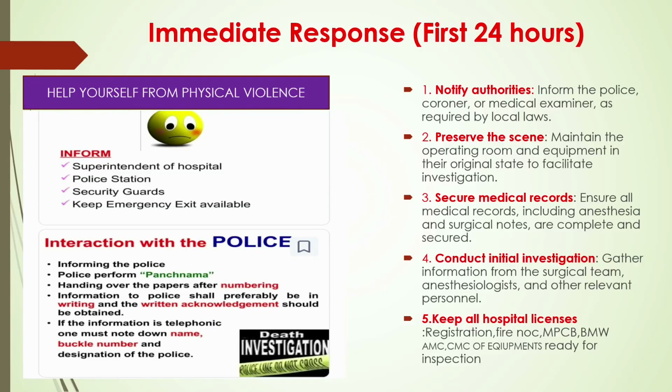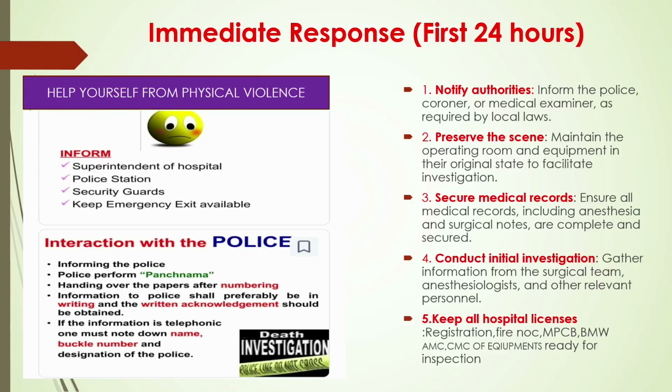So what will be our immediate response in the first 24 hours? First and foremost, protect yourself from physical violence, because death is unacceptable. So relatives may behave as if they can beat you, or they may vandalize the hospital. So most important is to inform the superintendent of the hospital if you are working in a corporation or multidisciplinary hospital. Inform police and security guards, and keep the emergency exit available.